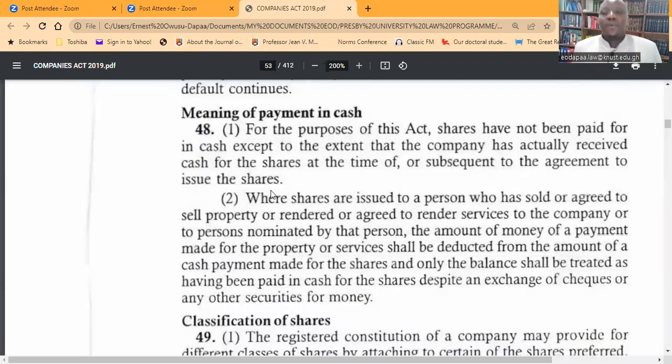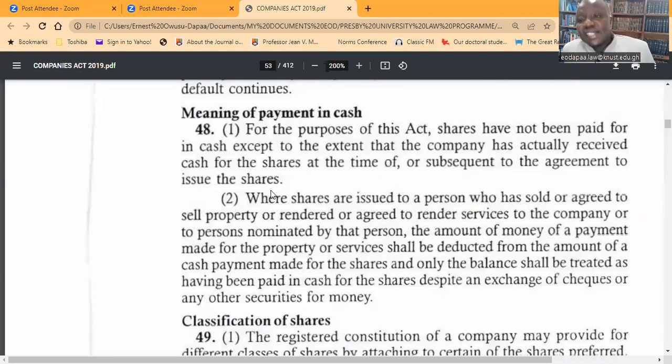Okay, so we would like to revisit an issue we have discussed before. What does it mean to pay for shares which have been issued to you in cash? Now, don't forget that company law is highly statutory, meaning that almost everything is spelled out in one statutory provision or another. That is why the lawmaker will go out of its way on a lot of occasions to tell us what certain things exactly mean. So shares are paid for in cash according to the understanding provided in section 48 of the Companies Act 2019, Act 992. And what is that understanding?